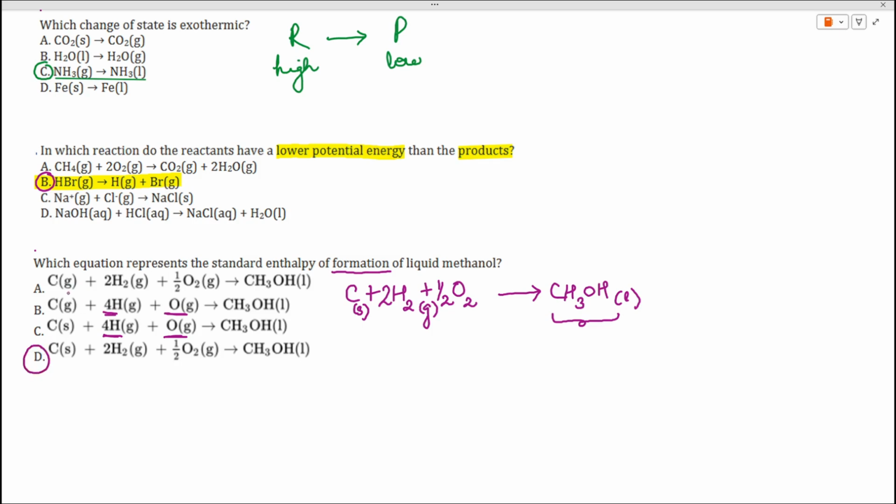We cannot have option A because here carbon is written in gaseous state. Carbon in its standard state is in solid state. So option D is correct.